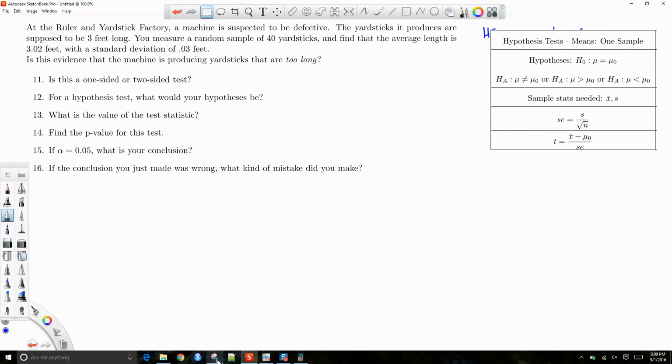And then I think it's a good idea to list off the stats that we need. So we'll need our n, which is 40 yardsticks, our x bar, 3.02, and our standard deviation of 0.03. Okay. And if a yardstick factory has a standard deviation of 0.03, it's not a very good yardstick factory, but that's beside the point here.